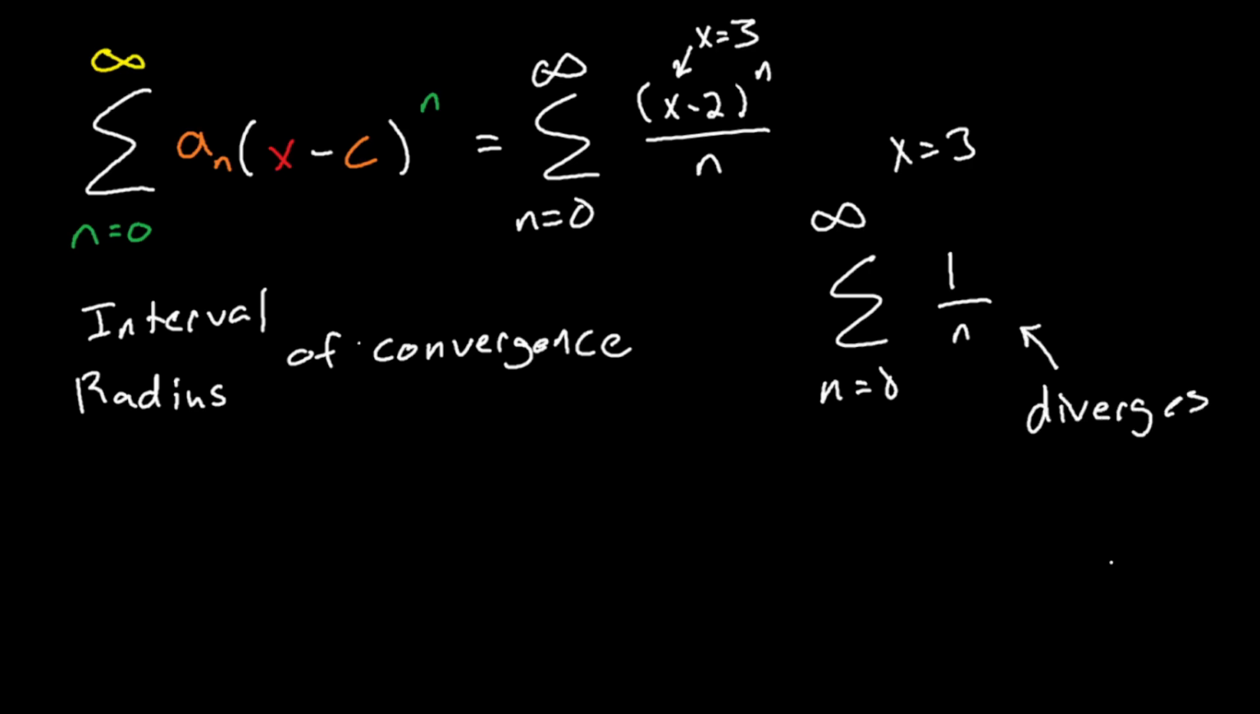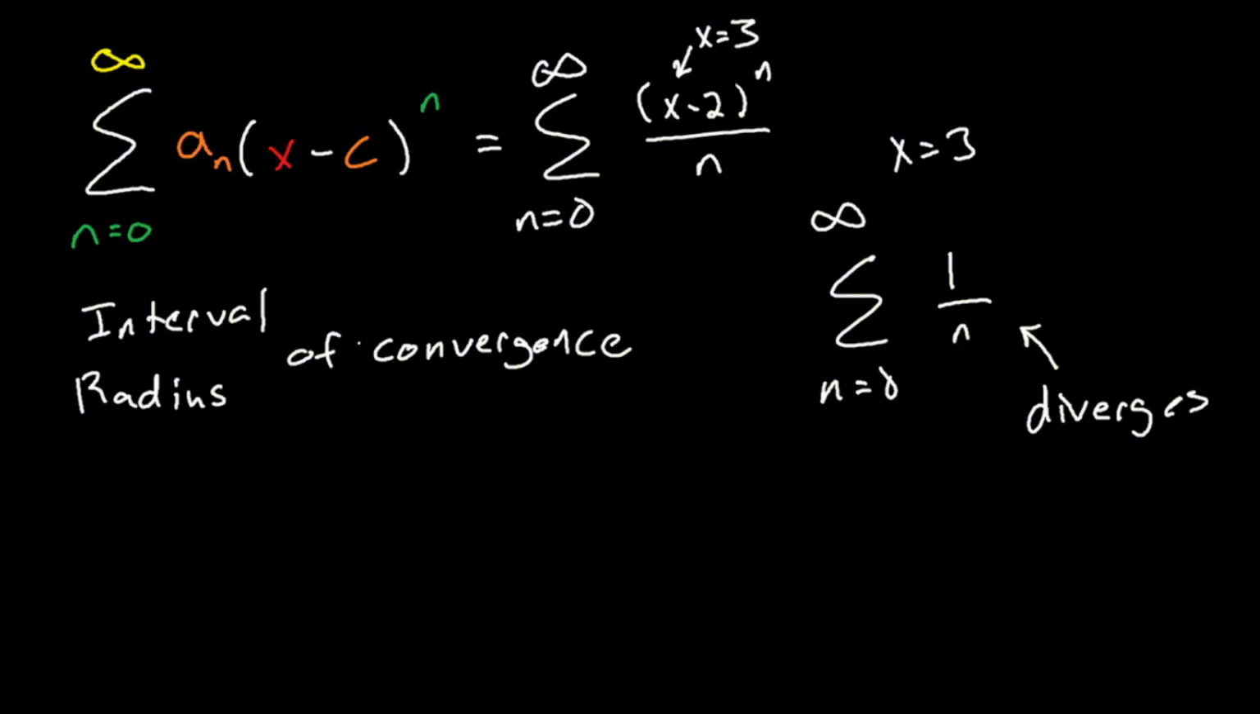right? So there's going to be some interval, some range of values of x that you can pick to where your series will converge, right? So you're going to pick some values of x to make it so your series converges. And this is what the interval of convergence is. It's the interval of values of x in which your series converges.